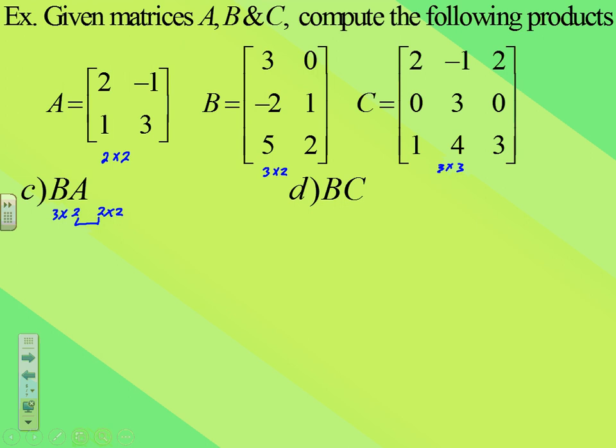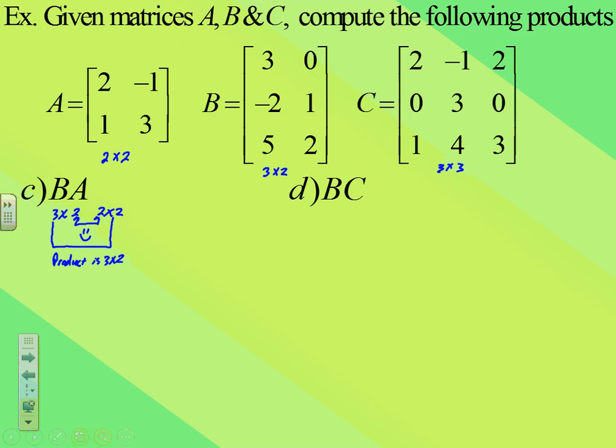Since these two interior numbers are the same, that means we can multiply them together. These two exterior numbers tell me that the product is going to be another 3 by 2 matrix. Okay, so let's go ahead and start working it out and see what we get. Hopefully we can go through this one just a little bit quicker.